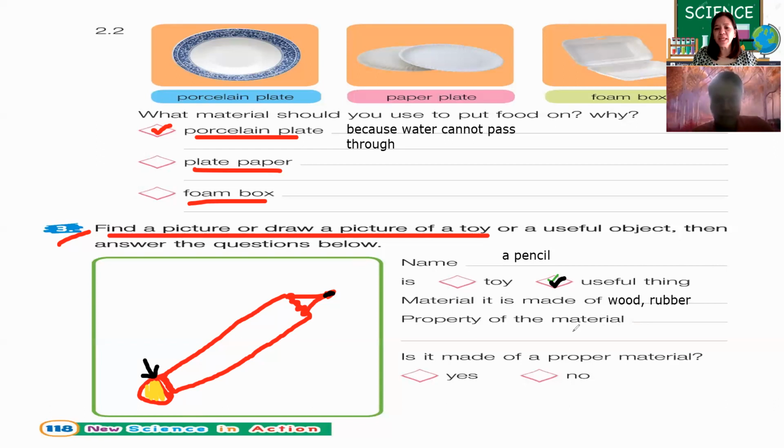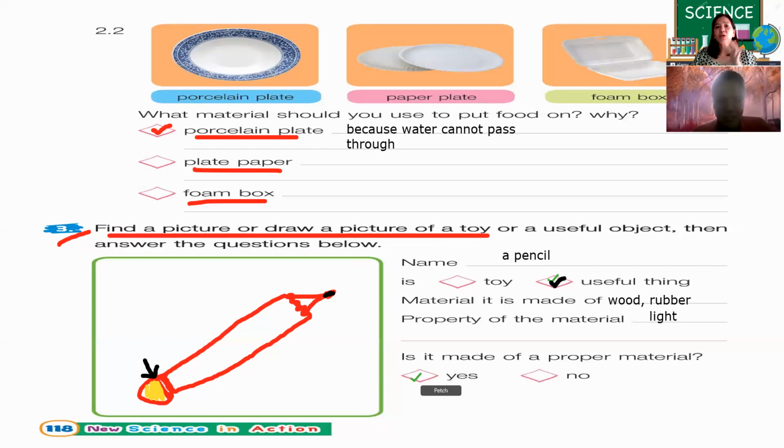Property of the material. Is it light? I think it's light. It's not heavy, right. Light. Is it made of a proper material? Of course, yes.